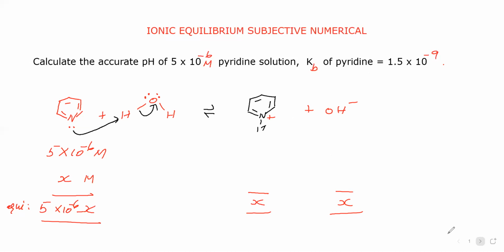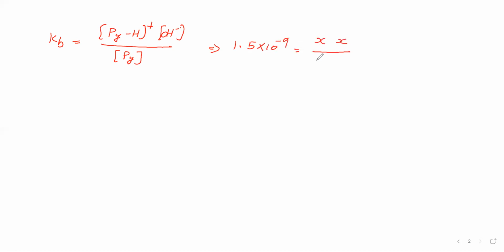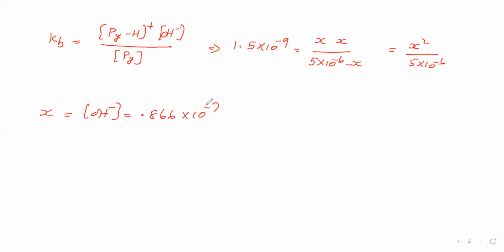For that we will go for the Kb expression. Kb is equal to pyridinium ion times OH minus, divided by the equilibrium concentration of pyridine. We substitute Kb, which is 1.5 × 10^-9. Pyridinium ion is X, OH minus is X. Pyridine equilibrium concentration is 5 × 10^-6 minus X. X is negligible compared to 5 × 10^-6. Why? Because Kb is 10^-9 and the extent of reaction is very small. Therefore, X is negligible here, so Kb is equal to X square by 5 × 10^-6. From this we can calculate X. X is equal to the concentration of OH minus, which is 0.866 × 10^-7. So we have calculated the concentration of OH minus.